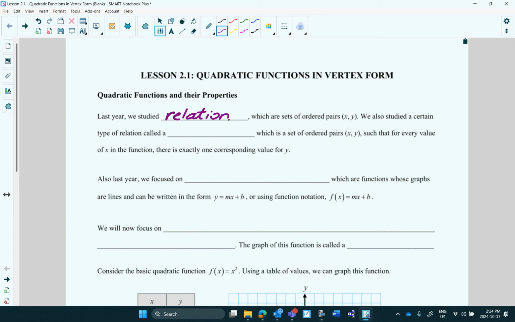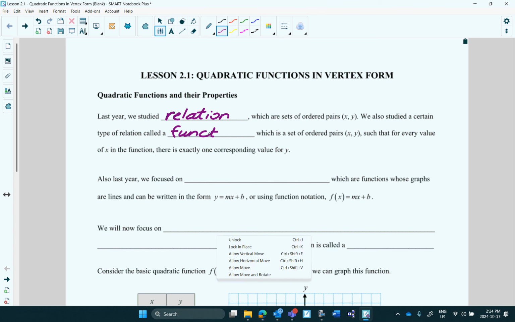And there's all sorts of different types of relations that we could graph. The big one, oh, sorry, I won't say that yet. I'll get to that down here. Anyway, so we looked at relations last year in grade 10. We also looked at a special type of relation called a function.